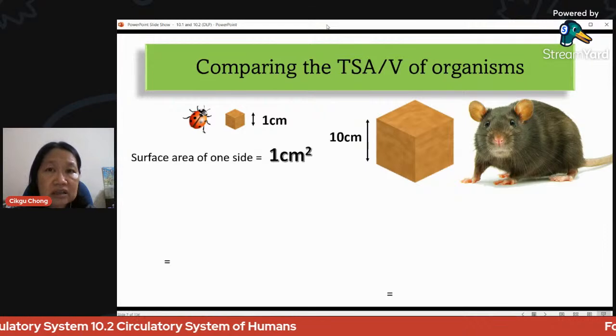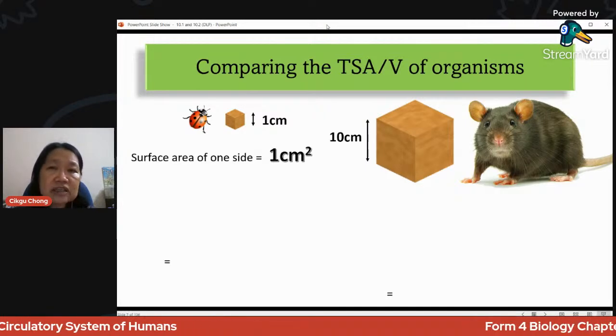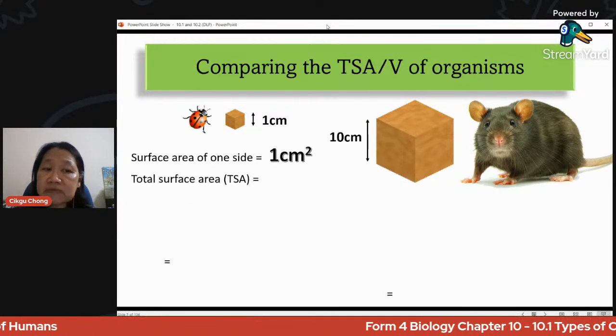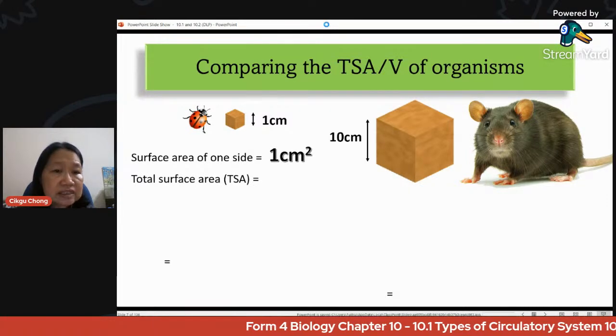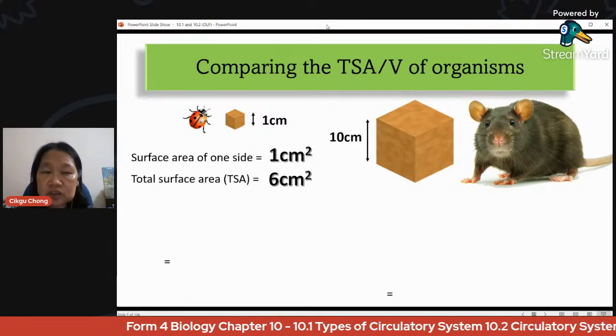Okay, but the cube has got 6 surfaces. So you got to times 6 to get the total surface area. So the total surface area is 6 cm squared, okay, for the small cube.